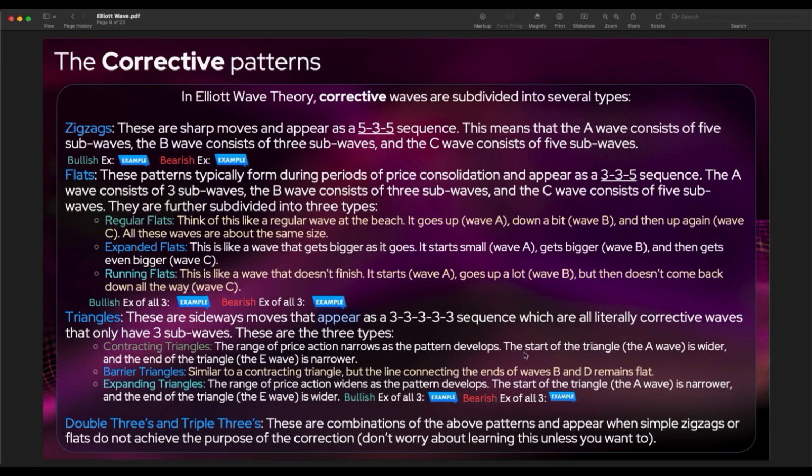Physically, you'll see it. The start of the triangle, the A wave, is wider, and the end of the triangle, the E wave, is narrower. Barrier triangles, similar to contracting triangles, but the line connecting the ends of waves B and D remain flat. You'll see what I mean. Expanding triangles, the range of price action widens as a pattern develops. The start of the triangle, the A wave, is narrower, and the end of the triangle, the E wave, is wider. So I got some examples for you as well.